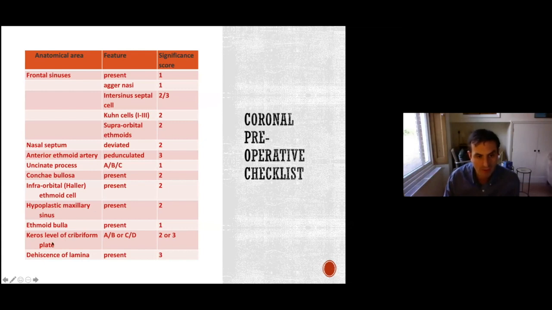The bulla, the cribriform plate, and also any dehiscence of the lamina, particularly if you're talking about a revision case, any gaps in the lamina that have been caused on a previous operation are important to identify.